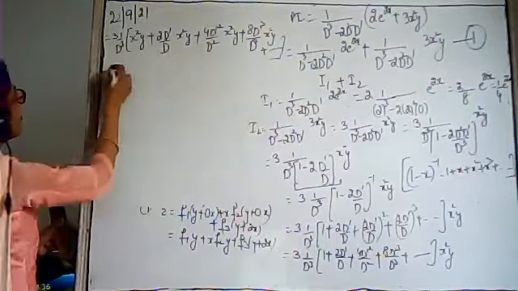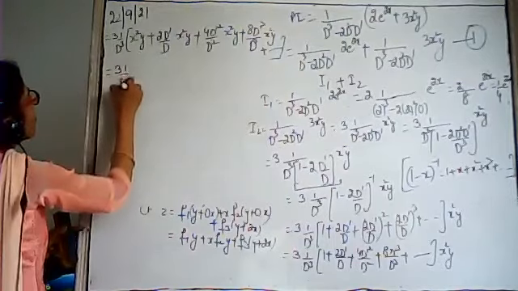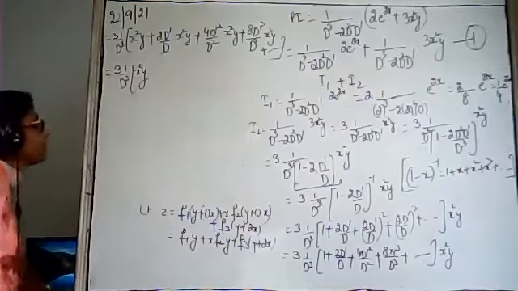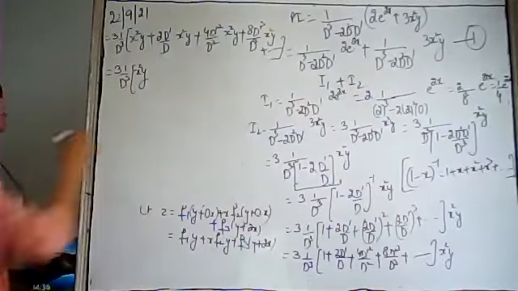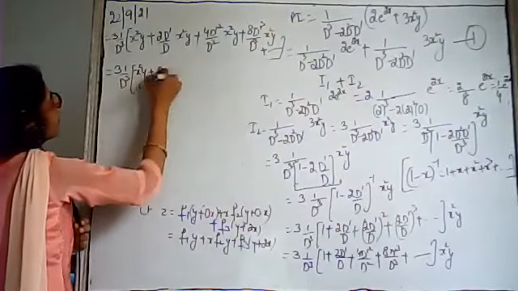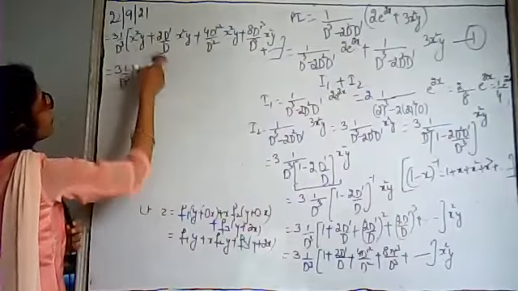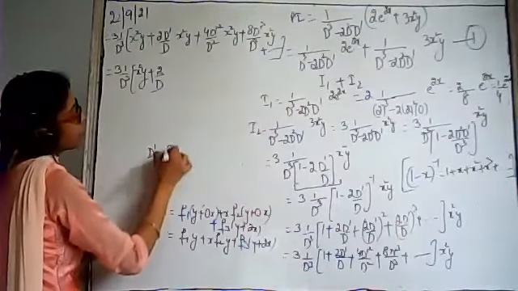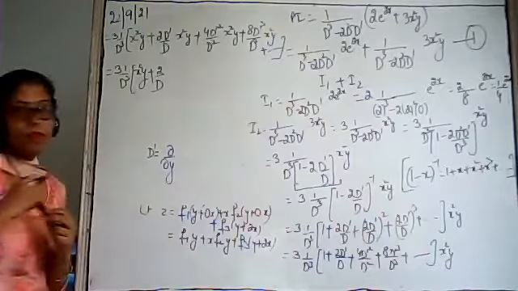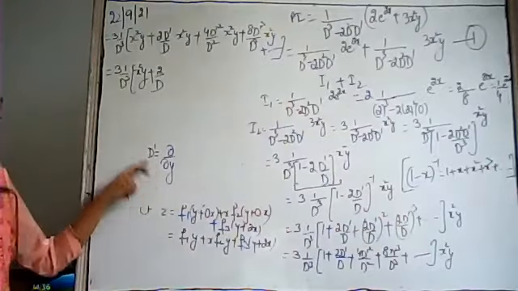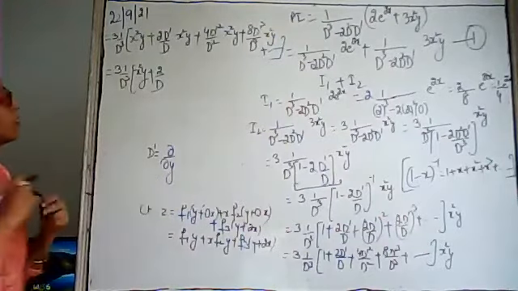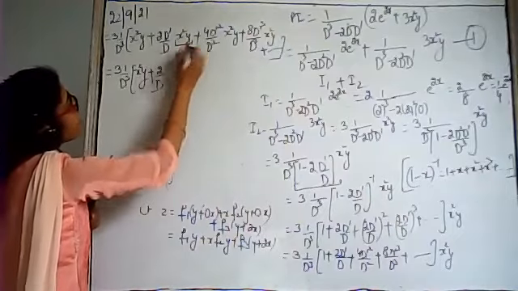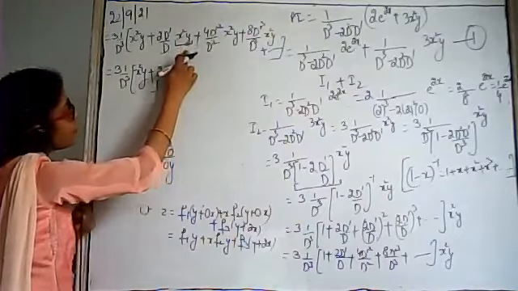This is equals to 3, 1 upon d cube, x square y will remain as it is, plus 2 upon d. Let it be as it is. Now d dash. D dash means curly by curly y. हम लोग curly by curly y की जगह पे d dash लिखते हैं. So d dash means curly by curly y. It means that differentiate this term with respect to y.